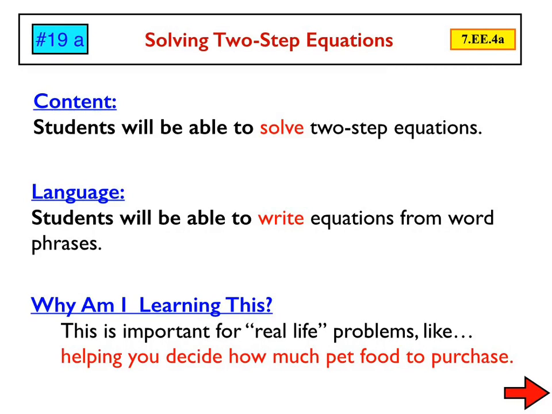Today, lesson 19A, solving two-step equations. We've spent the last couple of days solving one-step equations. They were called one-step equations because it only took one thing or one step to solve them, whereas today it takes two things or two steps to solve them. And we'll work a little more on writing equations from word phrases and then our typical why am I learning this.